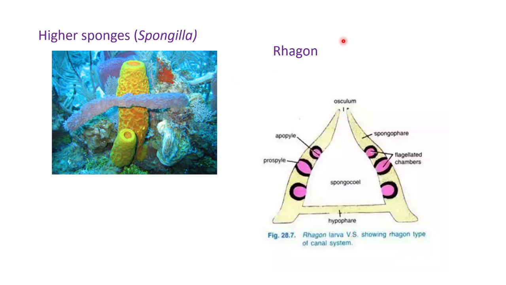So we can see three types of larvae in the case of sponges. One is amphiblastula, which has a hollow structure. Then the parenchymula, and then the rhagon. These are the three types of larvae we can see in sponges.